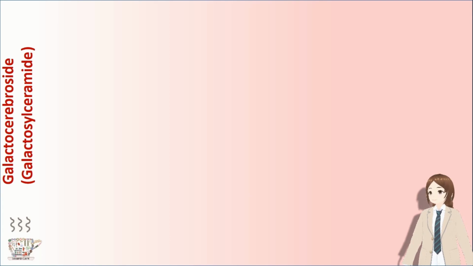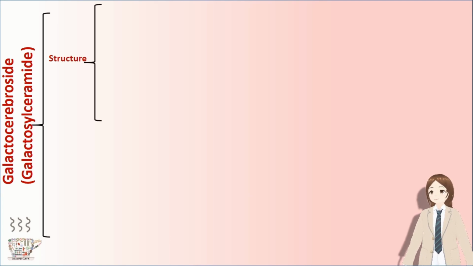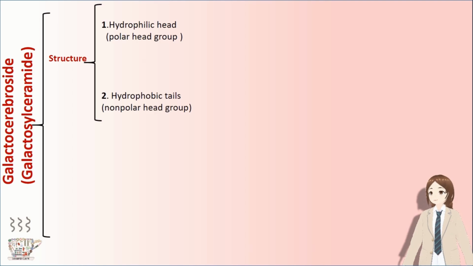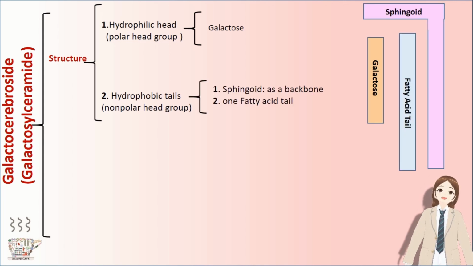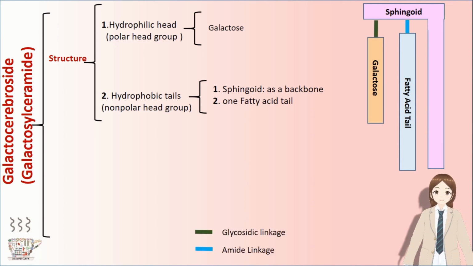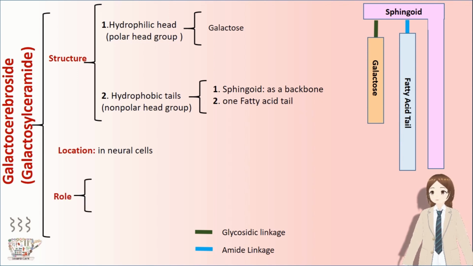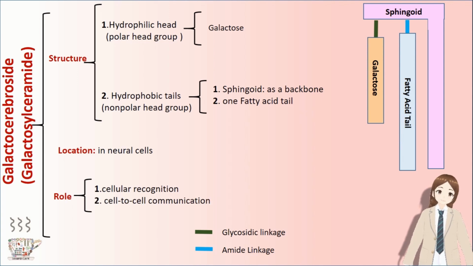Galactocerebroside, the second subgroup of cerebrosides, has galactose in the polar head group and a sphingolipid and one fatty acid tail in non-polar head group. It's located in neural cells, and it plays a role in cellular recognition and cell-to-cell communication.